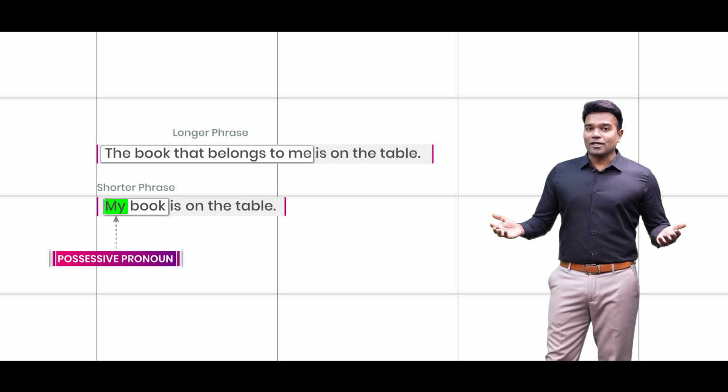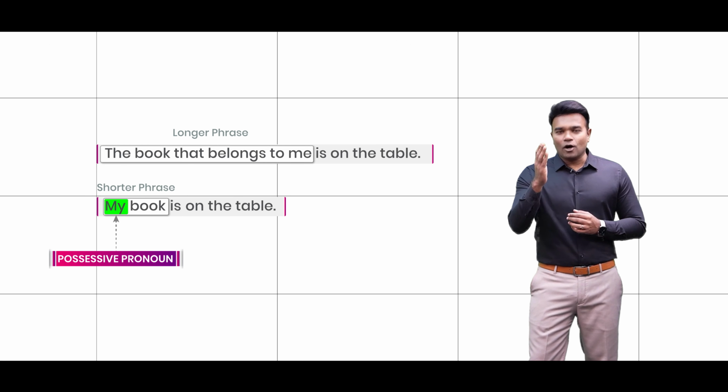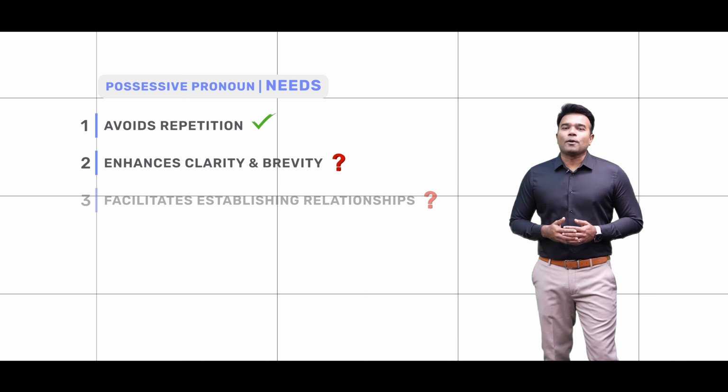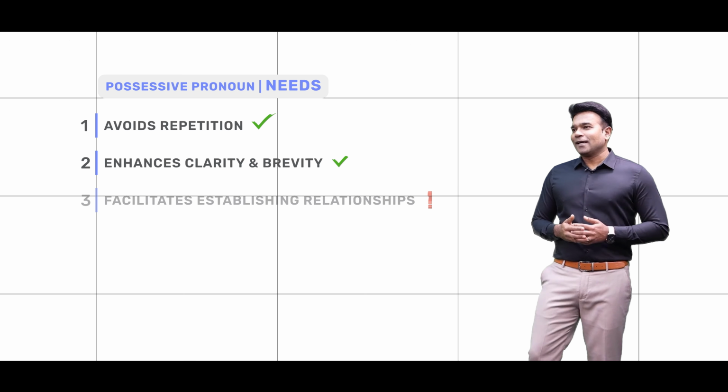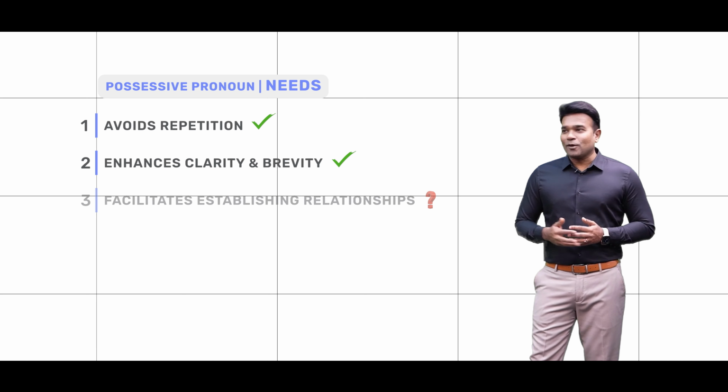After all, you can notice that the sentence is brief, or in other words, shorter. So, all said and done, I'm sure that through this example, you have been able to understand that possessive pronouns indeed enhance clarity and brevity. Anyway, let me give you one more example to substantiate this point for you.